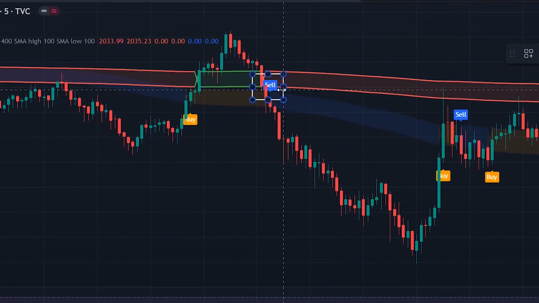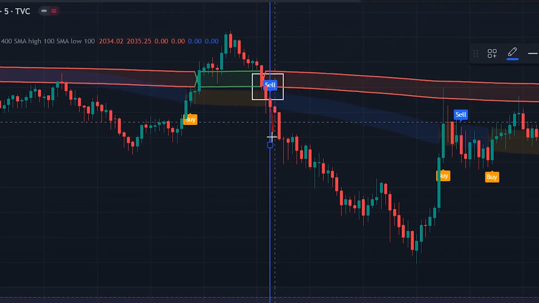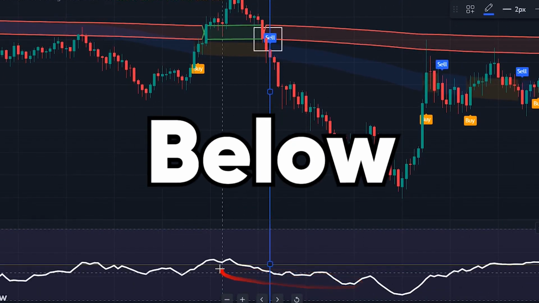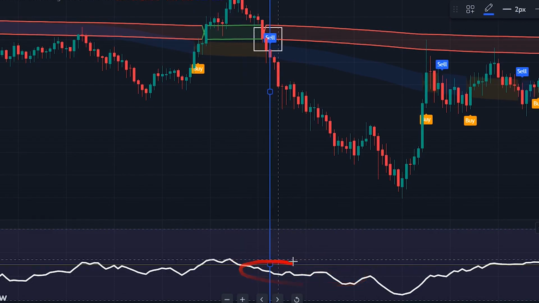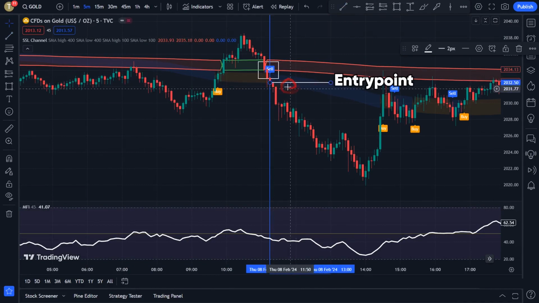However, this is not all. We need to get confirmation from the MFI indicator for entering the trade. For this, we just need to make sure that the MFI line is below the zero line. After all these conditions are met, we can consider this point as a good entry point for our sell orders.